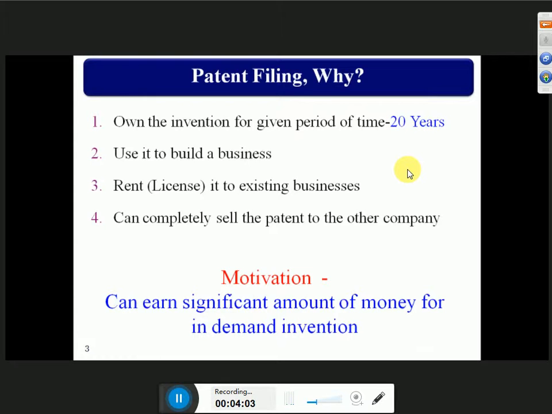So why should I file the patent? The only motivation is that I can earn a significant amount of money for an in-demand invention. That means you have an invention, you make it for society, and if it becomes sellable, then you can earn a significant amount of money. And there are a number of examples with us of people who had a small idea in their mind, and they are billionaires now after filing the patent and getting it from the Indian Patent Office.